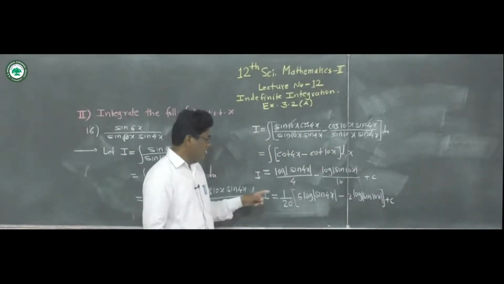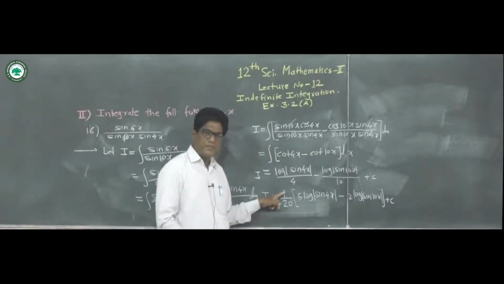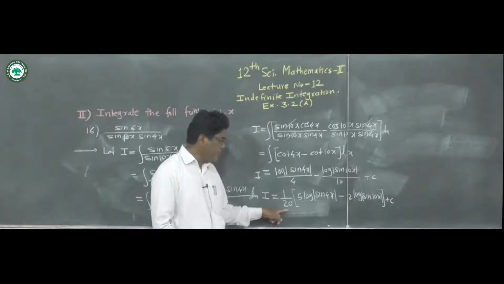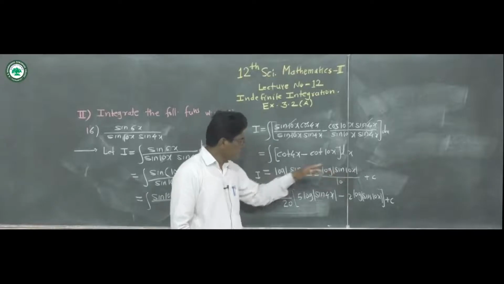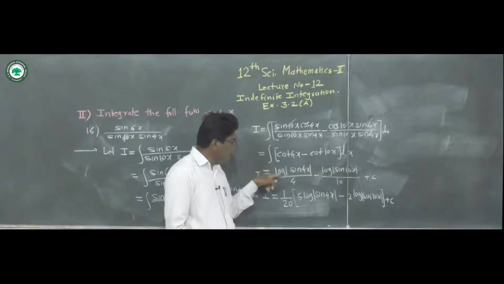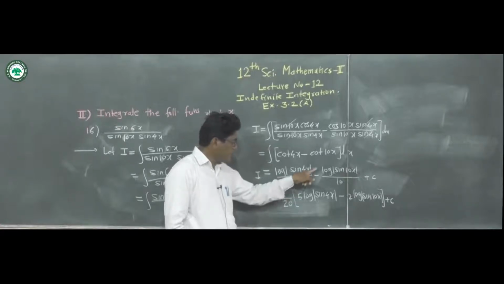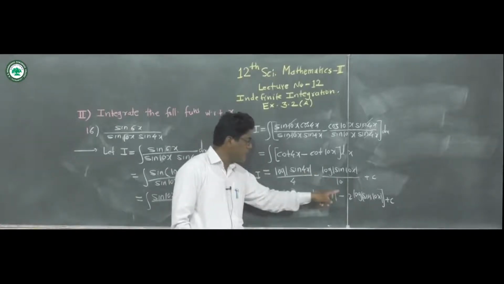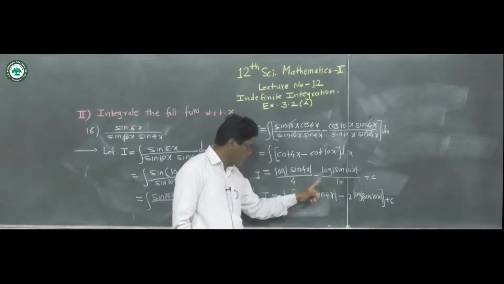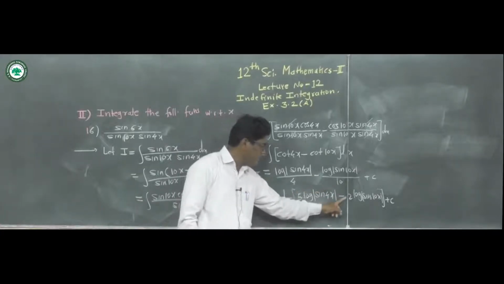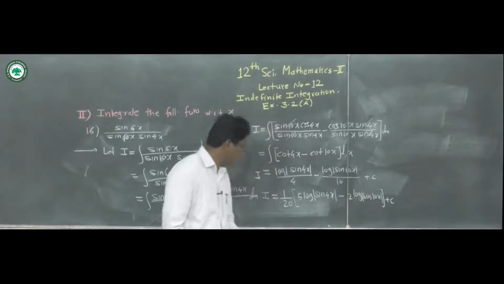Here we multiply and divide by 20. So 1 upon 20 into 20 into this and 20 into this term. So 20 into this means 20 upon 4. So 4 5s are 20. Here 20 upon 10. So 10 2s are 20. And now here we carry this 5 using the rule of logarithm. This 2 using the rule of logarithm.